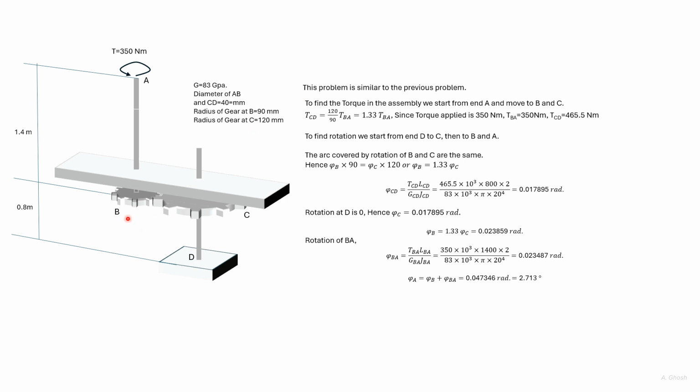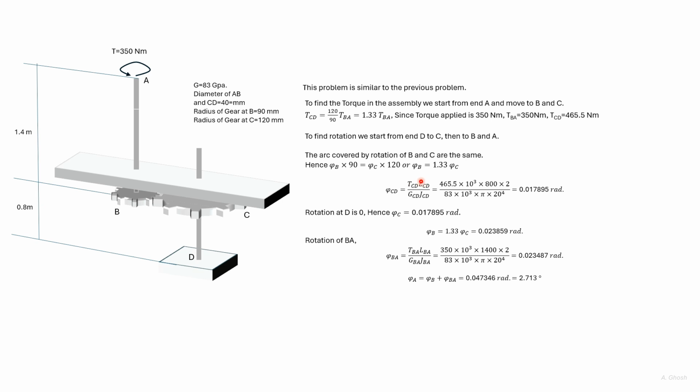From the diameters of the gears at B and C, we can find the ratio of the torques in B and C. So the torque in C is 1.33 times the torque in B. Also from the diameters we can find the ratio of the rotation in B and C. So the gear at B will rotate 1.33 times more than the gear at C. So here the ratio of the torque is given and we know the torque in AB, so we can find out the torque in CD.